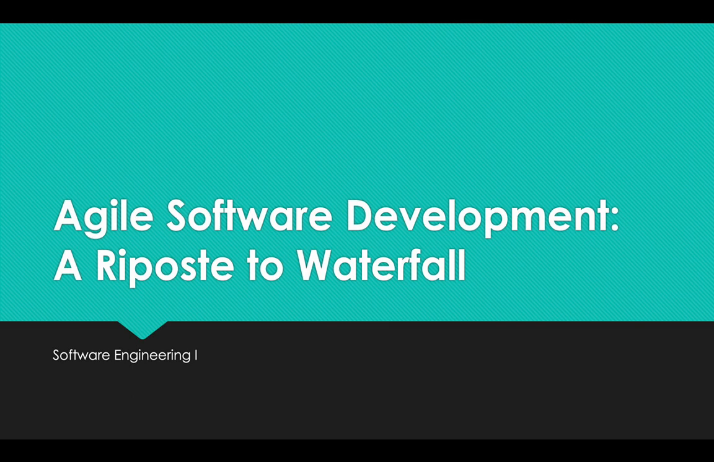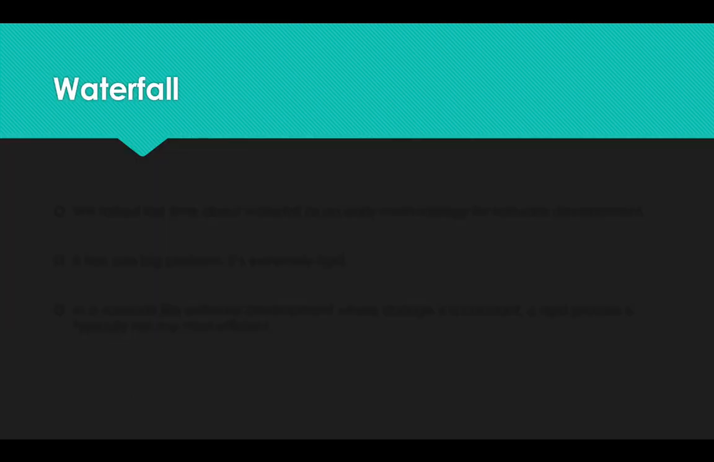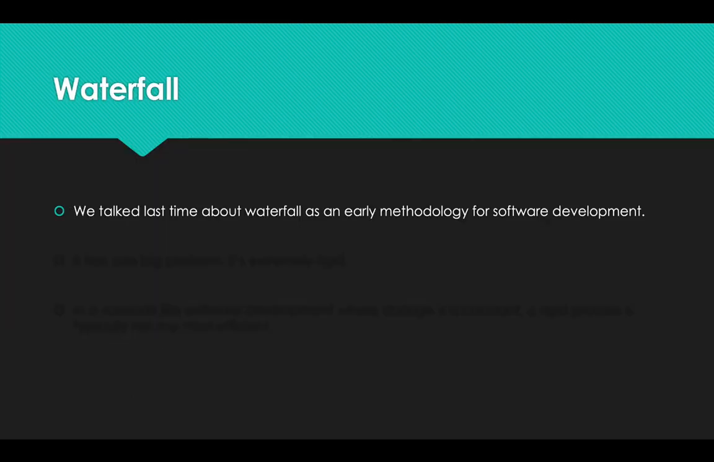Today what we're going to talk about is Agile software development as kind of a riposte, or a strongly worded response letter, to Waterfall. Last time we talked about Waterfall as an early methodology used for software development by software engineers, and it's got one really big problem, and that's that it's extremely rigid.